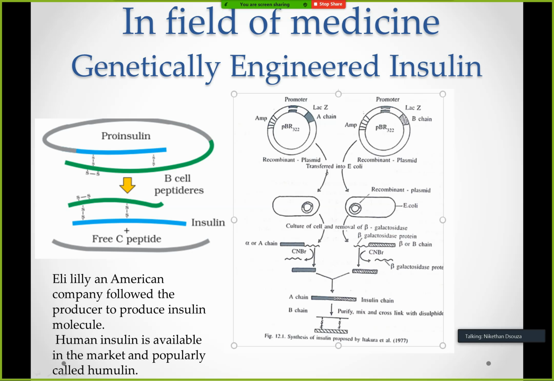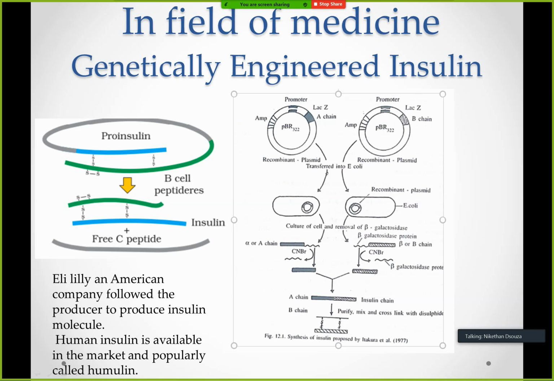Earlier, insulin was obtained from the livers of pigs. When these pigs are slaughtered, livers are collected. From the livers, the insulin is collected, purified and injected into humans. But there were some complications with that protein, so they had to come up with a new method. The new method was genetically engineered insulin.